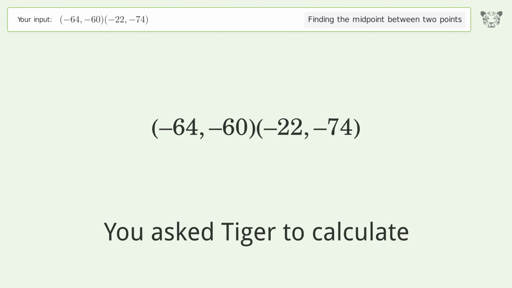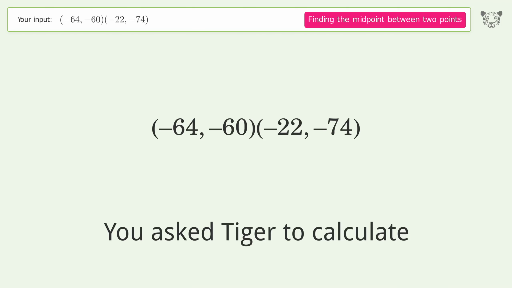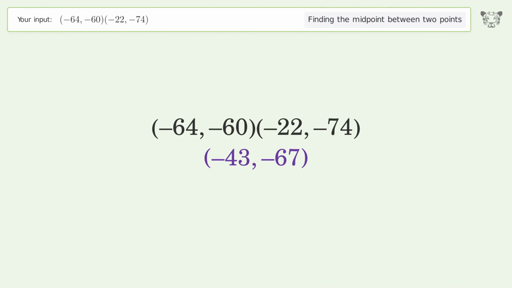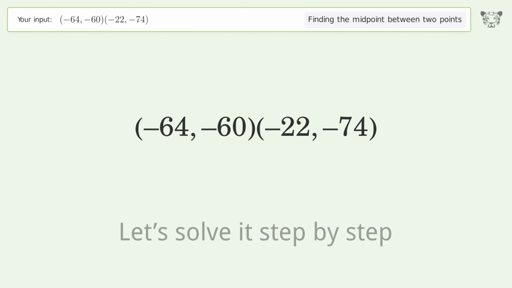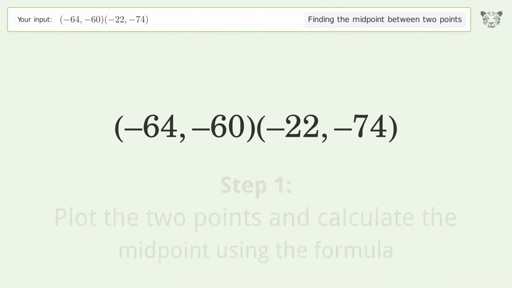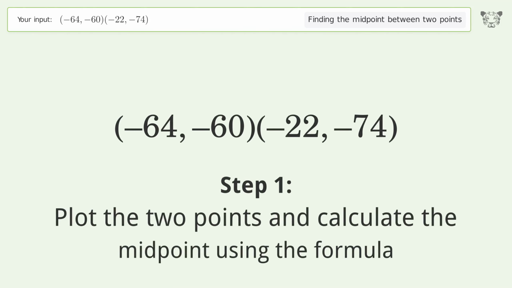You ask Tiger to calculate. This deals with finding the midpoint between 2 points. The midpoint between the 2 points is -43, -67. Let's solve it step by step. Plot the 2 points and calculate the midpoint using the formula.